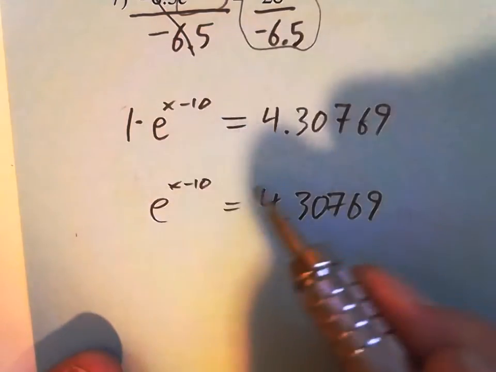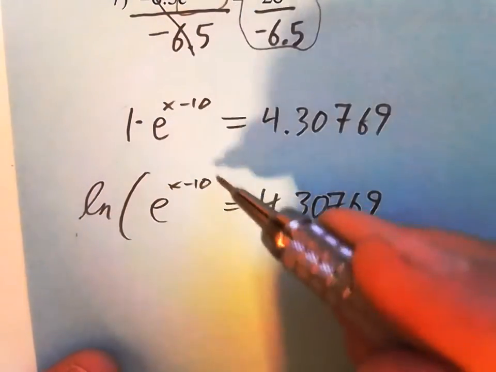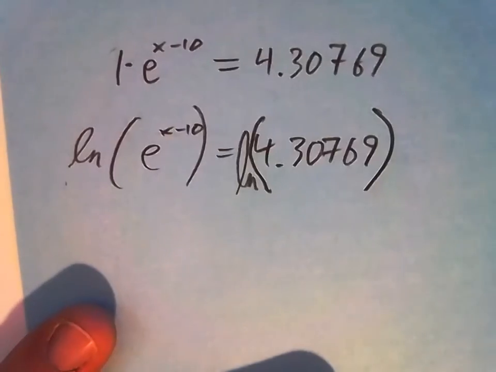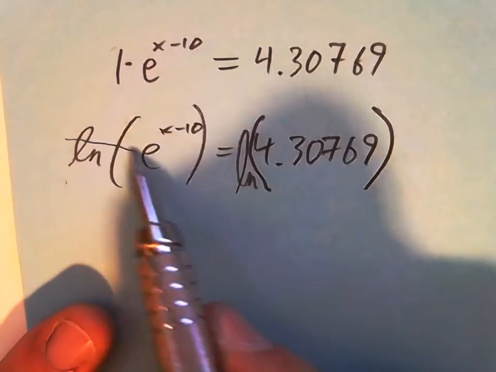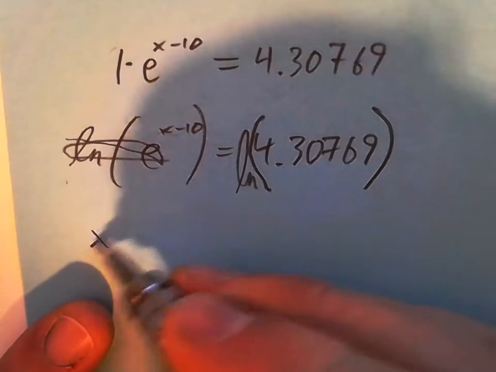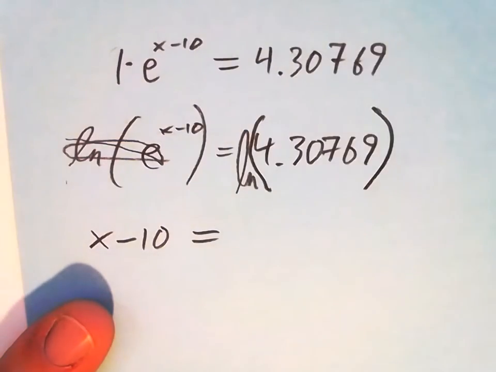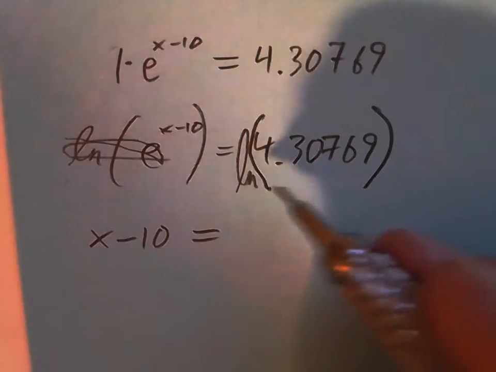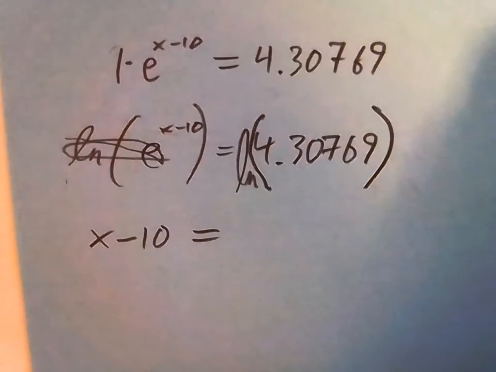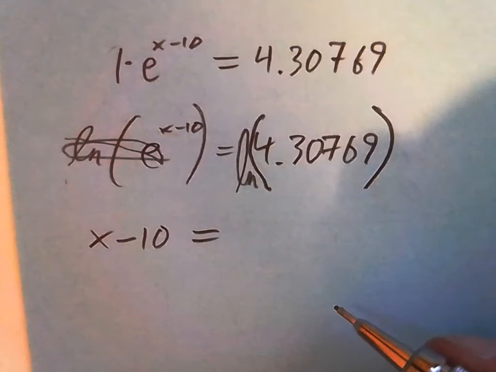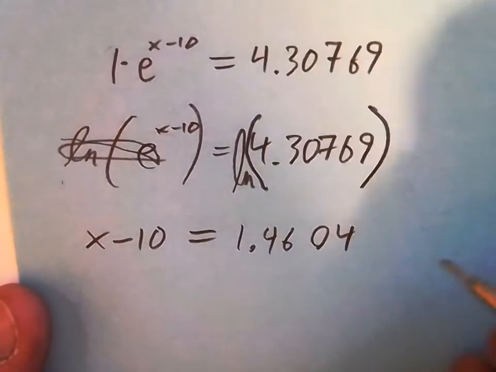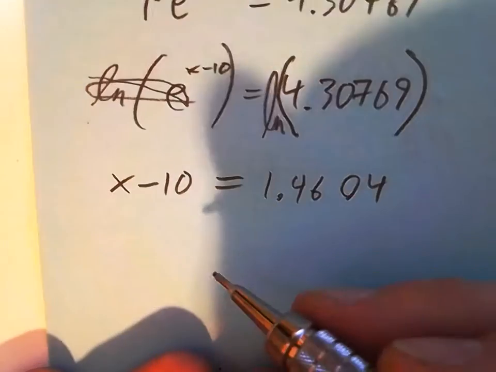Okay, to get rid of e to the power of something, I'm going to do natural log of that, which means I need to do natural log of both sides. So those are going to cancel out with each other, or undo each other, I should say. They're inverse operations, and just leave x minus 10. I'm going to use the ln button on my calculator. Natural log of 4.30769 is 1.4604.